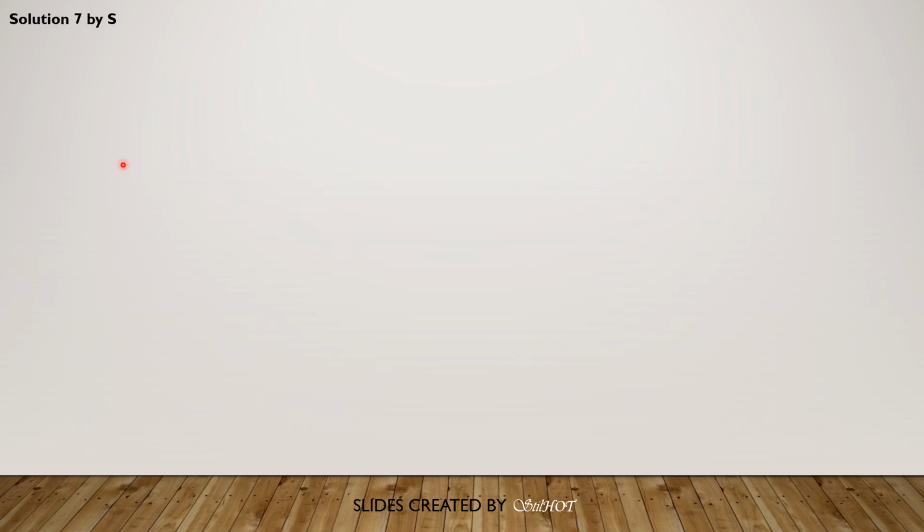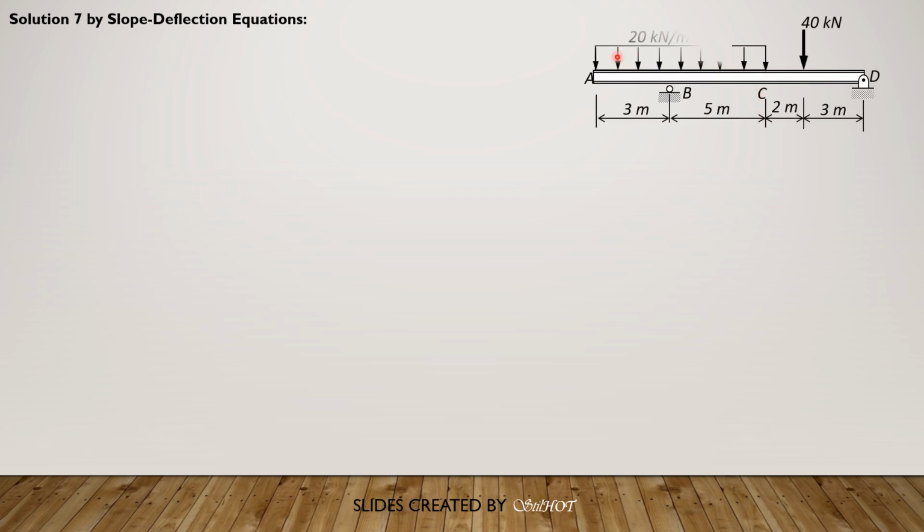Solution 7 by slope deflection equations. So look at the figure. So let's compute. Remember that moment BD is negative 90, but moment BA is positive 90. Moment BD or BCD is negative 90, while moment BA is positive 90.